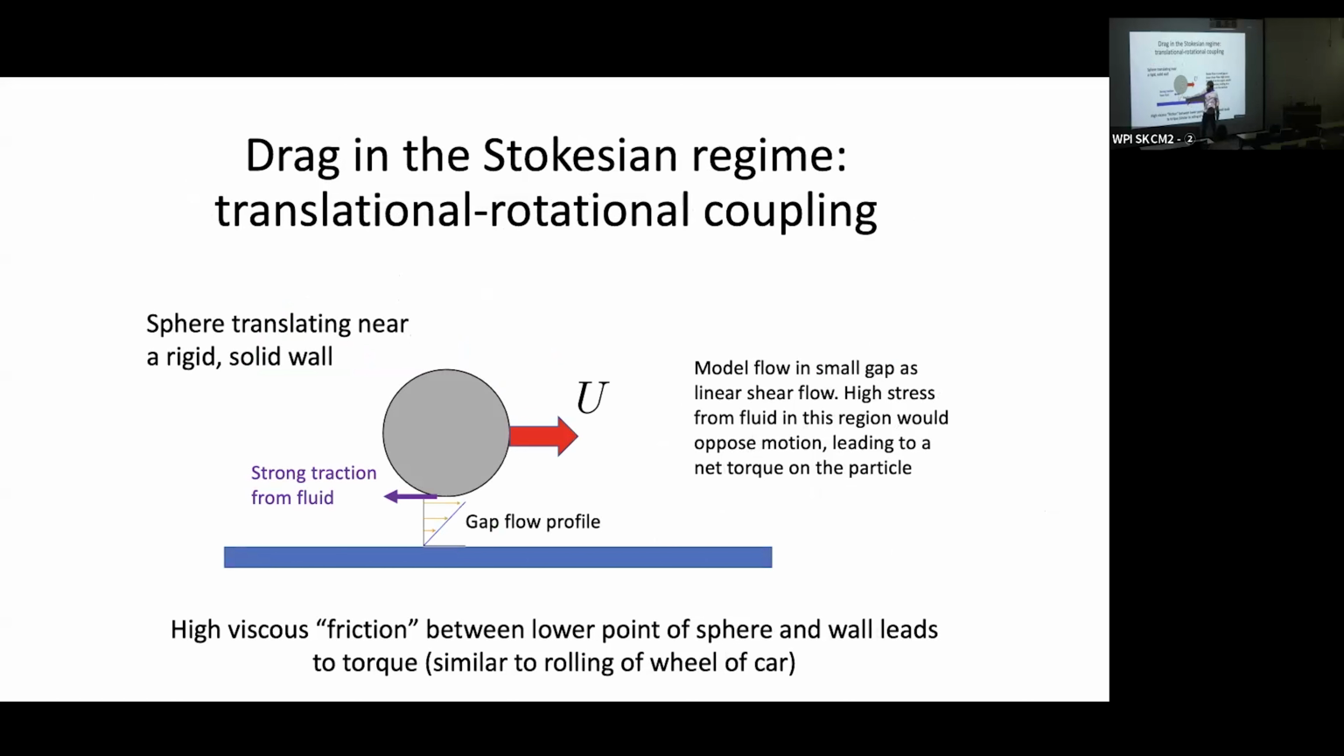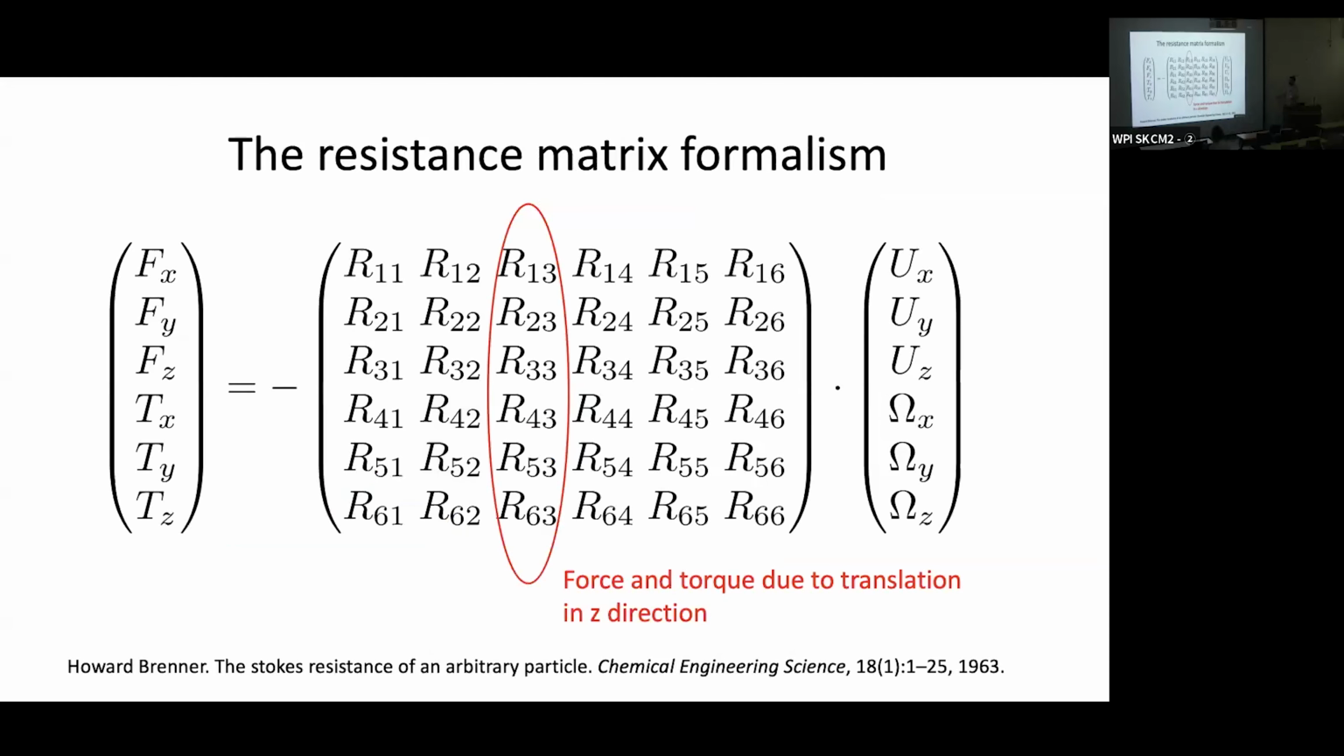In other words, you expect a very strong viscous friction on the bottom. So that will produce a torque on this guy as well. Translation produces or gives a torque. Kind of like rolling of the wheel of a car, but we have a lubricating gap here. We don't have contact with the wall. So how can we express this?